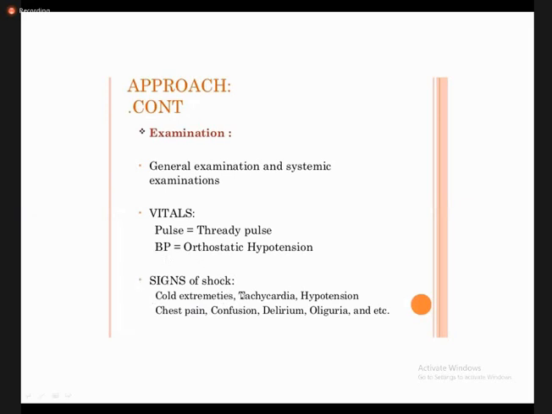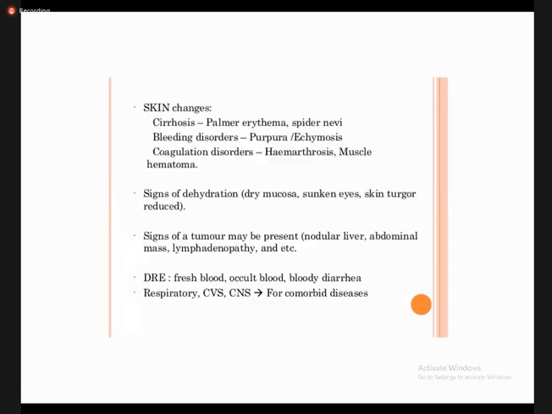Then you have to look for the signs of shock, like cold extremities, tachycardia, hypotension, chest pain if the patient is having any cardiac problems, confusion and delirium, again due to the hypotension and hypovolemia, and oliguria, definitely because of the low volume, the kidneys will compensate. The patient will go into pre-renal azotemia and pre-renal renal failure.